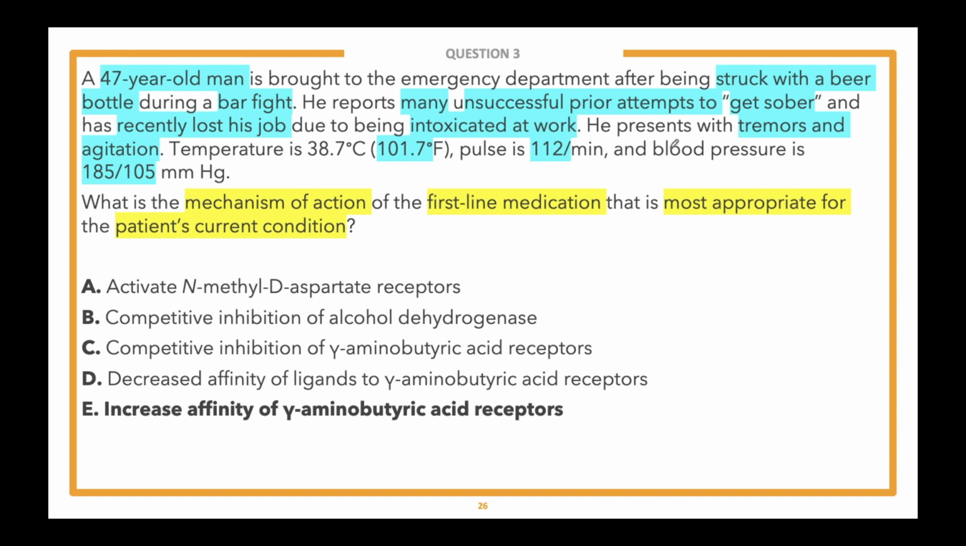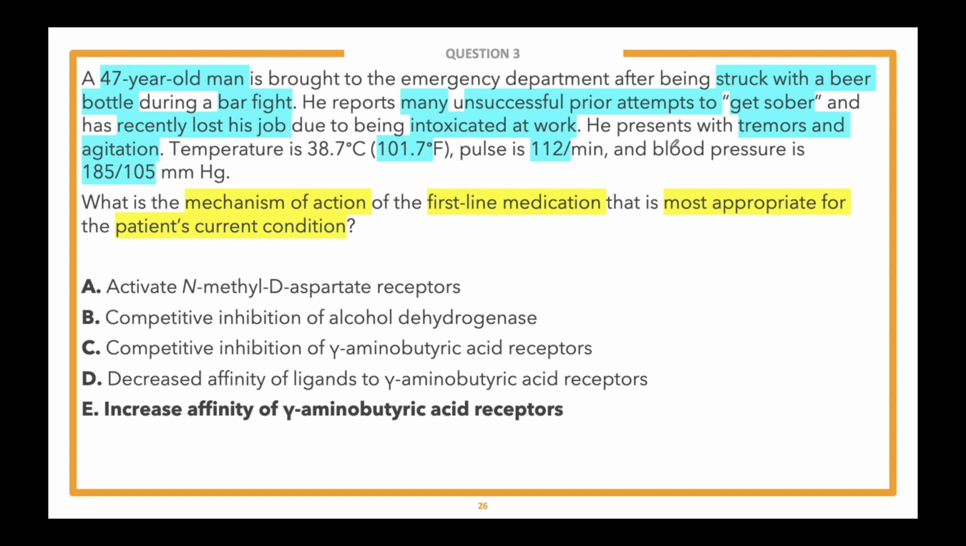He's also demonstrating signs and symptoms of acute alcohol withdrawal. So he's got a fever, he's got tachycardia, hypertension, and he also has tremors and agitation as well. Okay, so what could we potentially use to treat this patient's condition? Well, this patient would likely benefit from benzodiazepine therapy. They're used to treat that psychomotor agitation associated with alcohol withdrawal, and it can prevent the progression to seizures or even death.